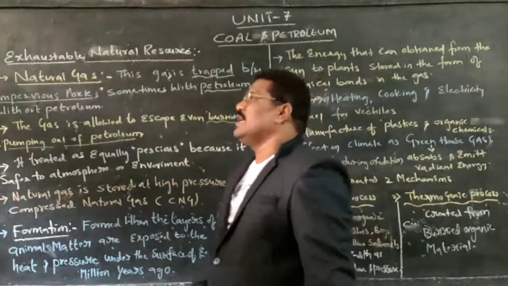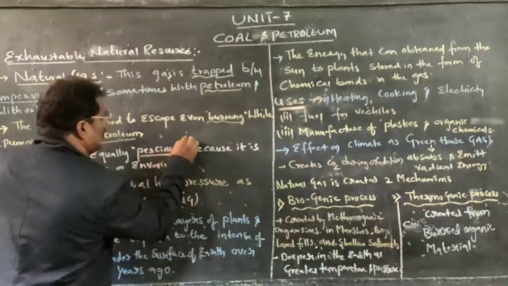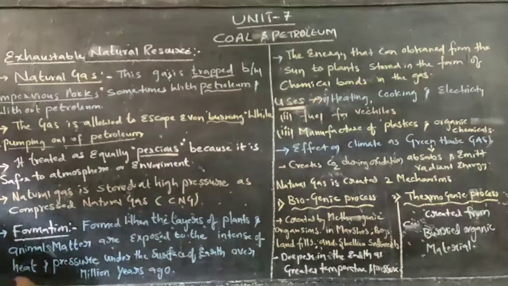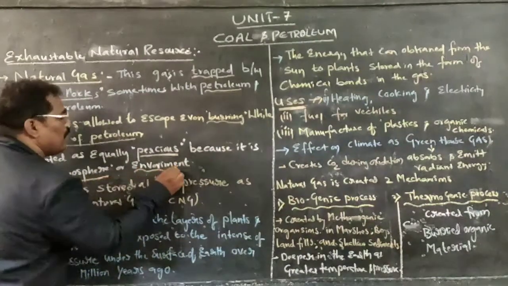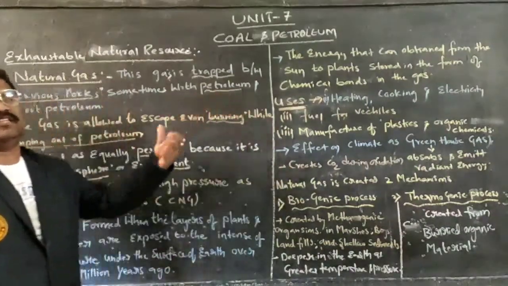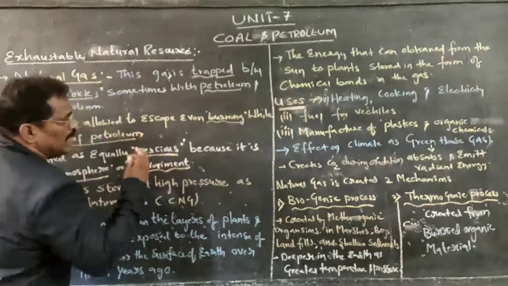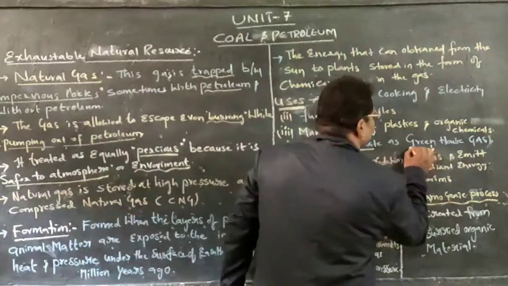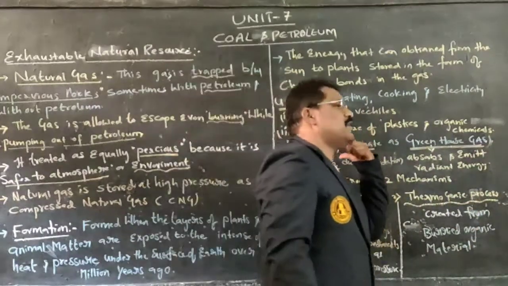Next one is what? It is treated as precious, because it is safer to the atmosphere or environment. Why? Based upon one effect. That effect is called what? Greenhouse effect. The greenhouse effect can be caused by greenhouse gases.